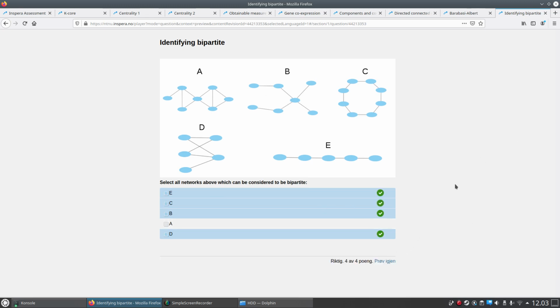And here we go. All networks except for A can be bipartite, even though B, E, and C at first glance don't really look like what you would expect from a bipartite network.